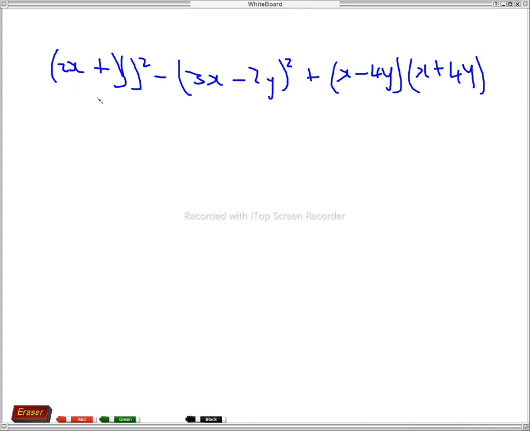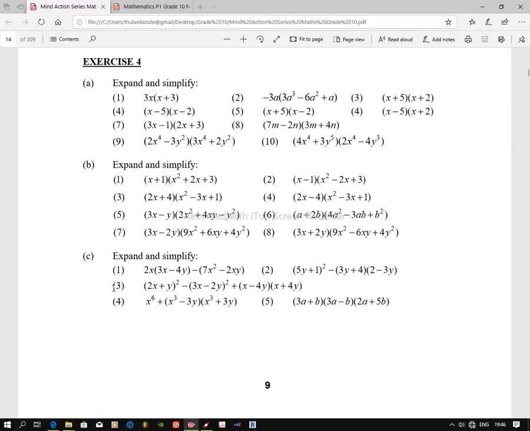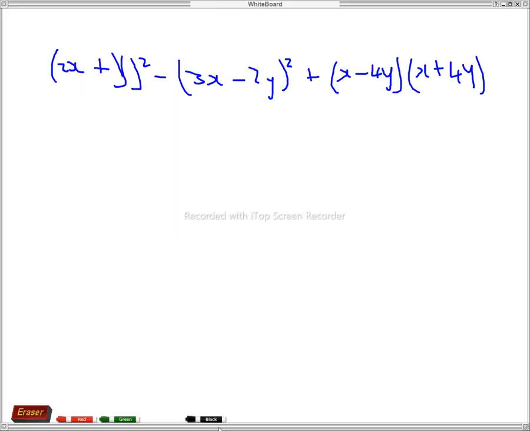Okay, now we look at our second example. This is number 3 on exercise 4, where they say expand and simplify. We are still on the same concept. This one is more complicated and complex, you understand? You will have to understand what we mean when they have written the squared there, as well as the squared there. What you must do is expand this term.